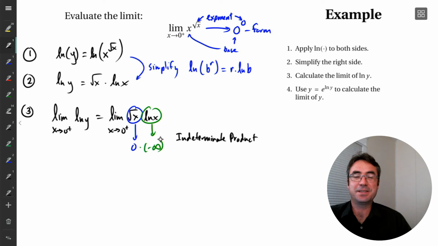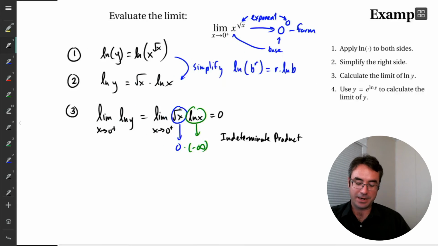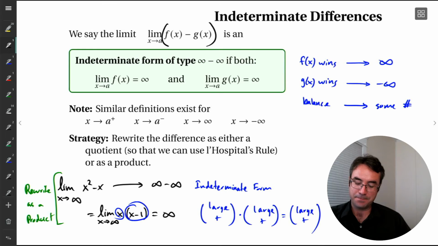And we did this one. So there was a lot more work here. What did we find? We found that this limit was 0. Let's go back, just so you're not thinking there's any sleight of hand here. We're doing the limit of square root x times natural log x, and we're seeing that it's an indeterminate product. We've done this one already, so we're not going to go through it again. What were the steps here?